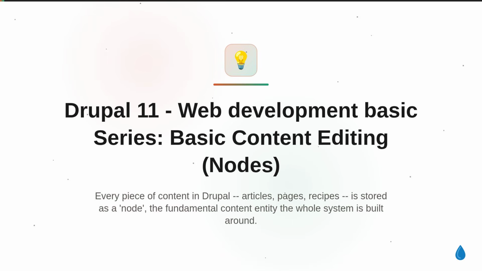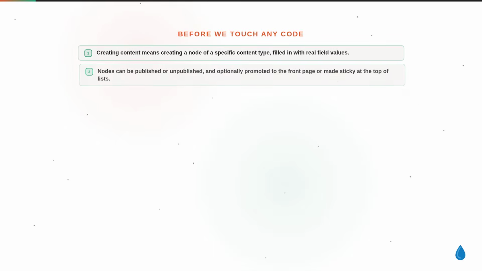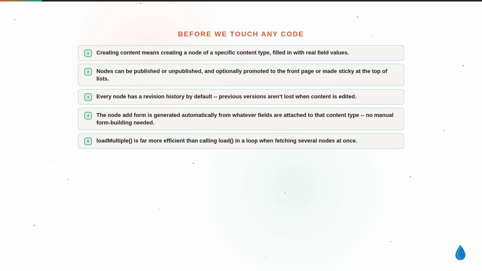Every piece of content in Drupal, articles, pages, recipes, is stored as a node, the fundamental content entity the whole system is built around. Before we touch any code, here's the whole idea in a few facts. Creating content means creating a node of a specific content type, filled in with real field values.